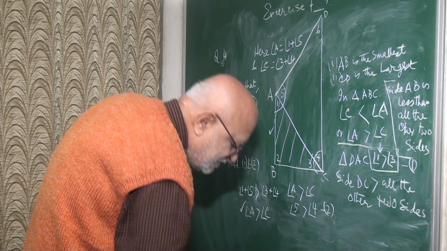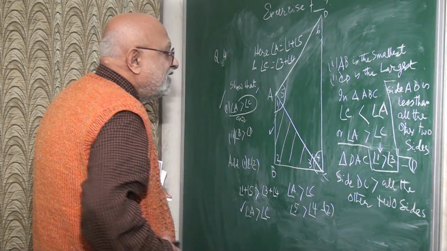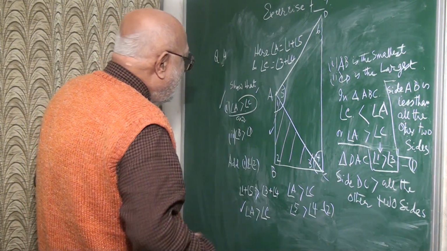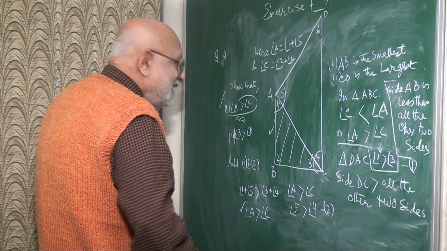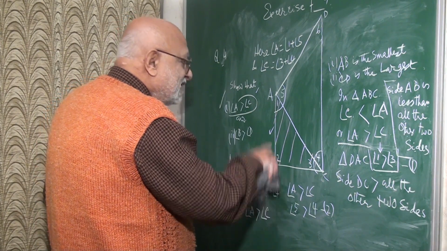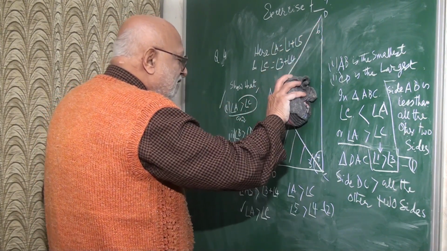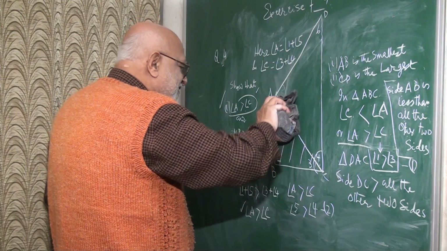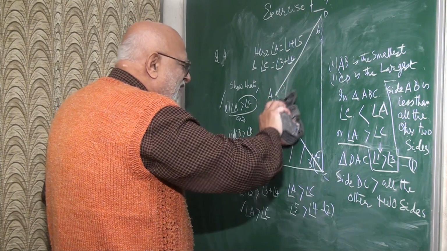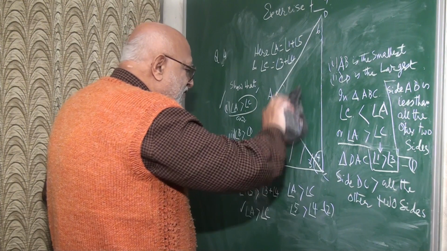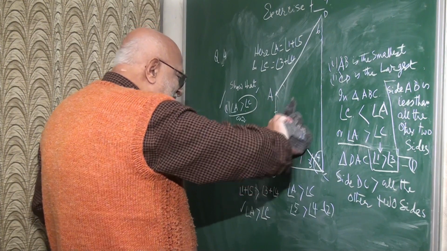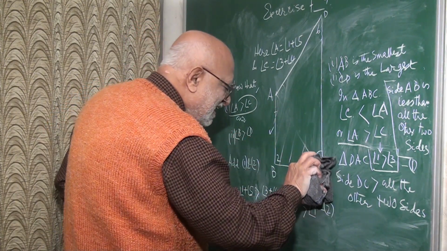I was trying to save a little bit of time and space. Now I have to prove angle B and D. So that means I need this angle and this angle. So I will erase the whole of this part, because they will be used, but I will have to use it in a different way.